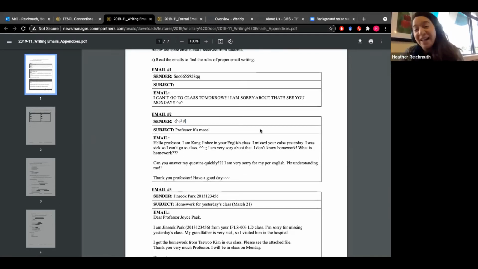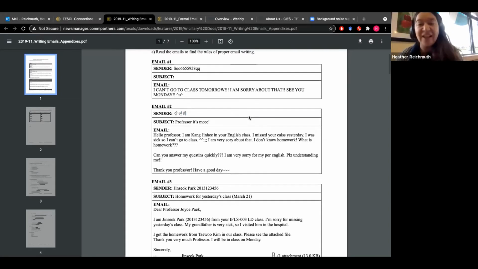Right. Yeah. I love the first one. That's all caps. Yes, exactly. The sender is just basically numbers. That's right. Awesome. Exactly. And there's a cute little emoticon and lots of exclamation marks. That's great, but no name.